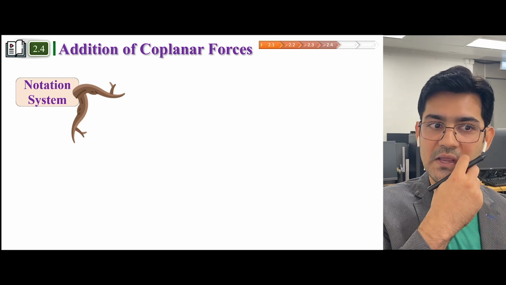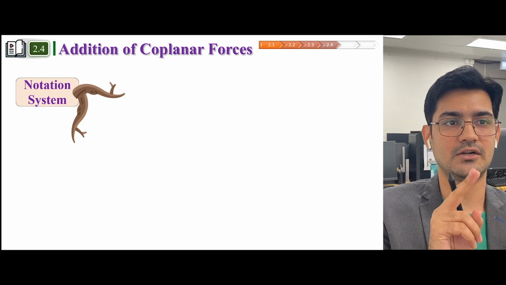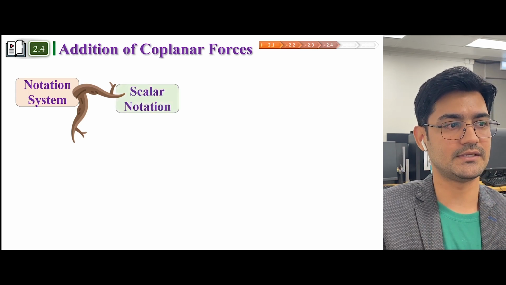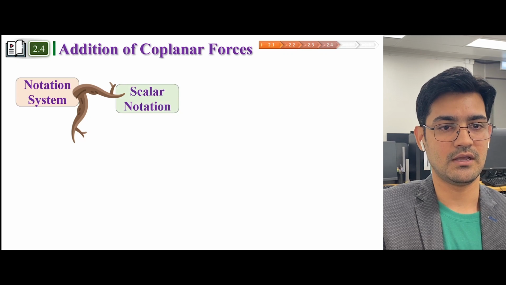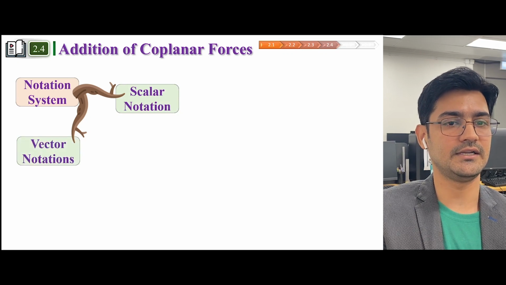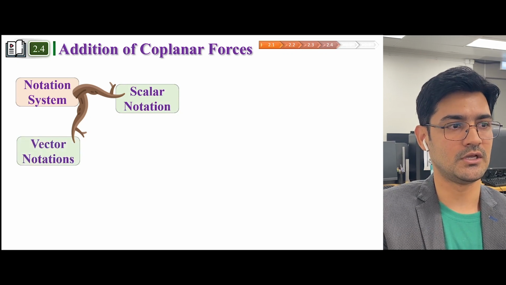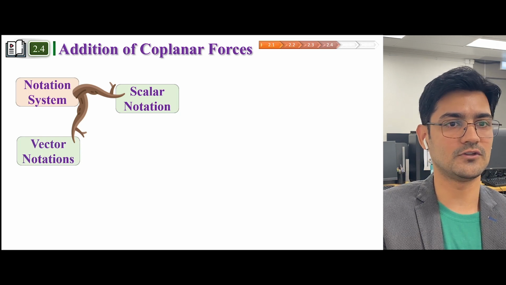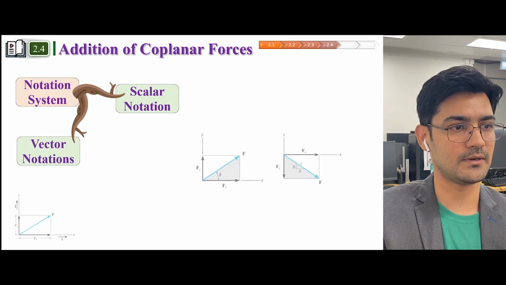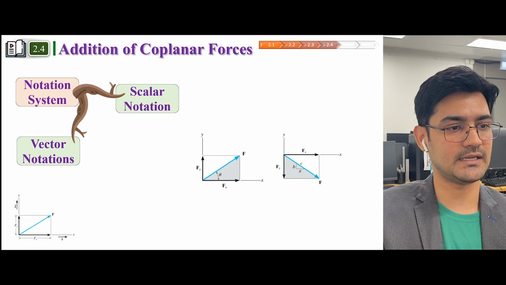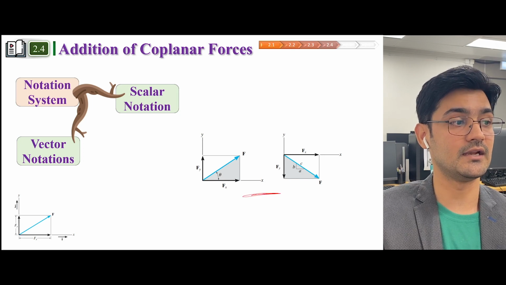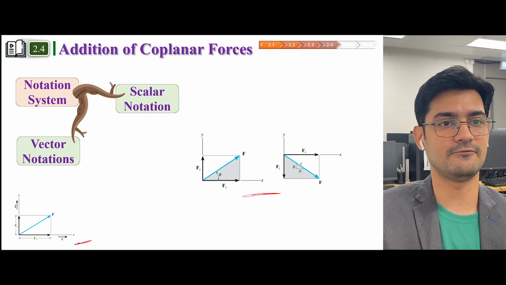So in the notation system, there are two types of notation system. One is a scalar notation system, and another is a Cartesian vector notation system. So we're gonna go through both of them in a simple way. For example, this is an example of a scalar notation system, and this is an example of a vector notation system.